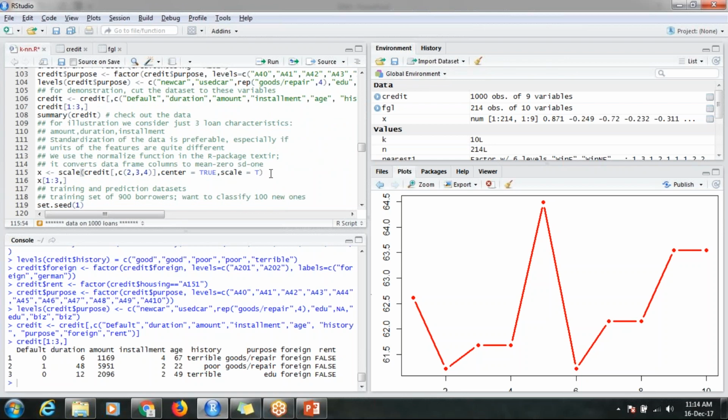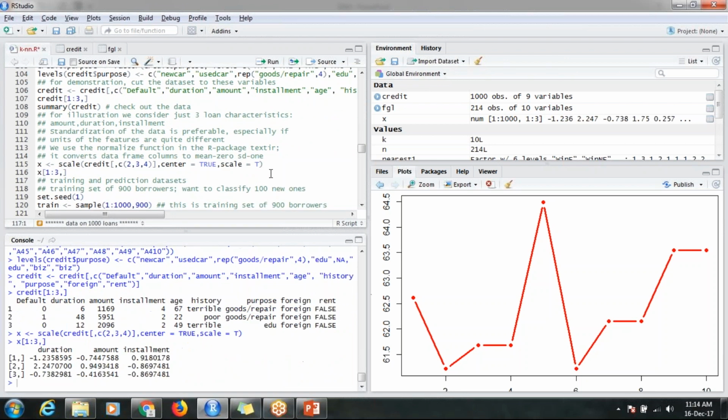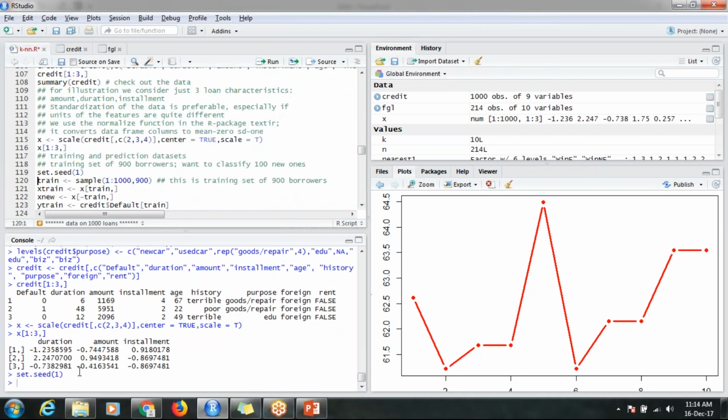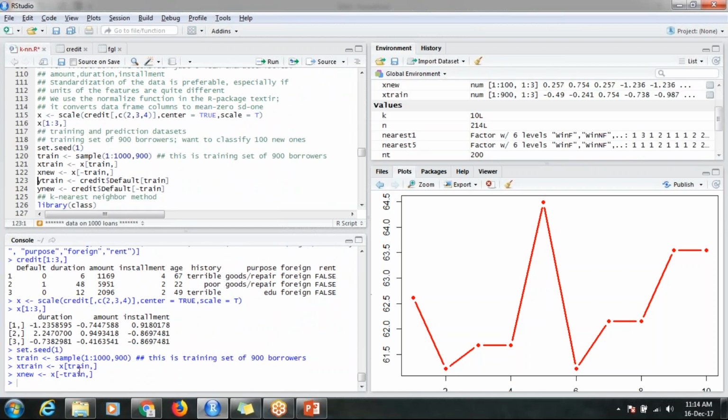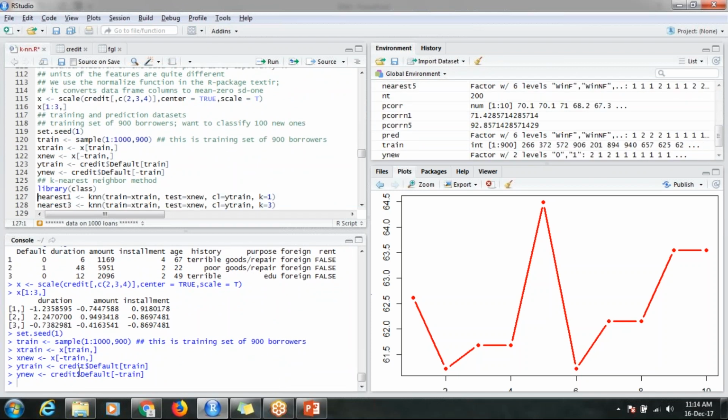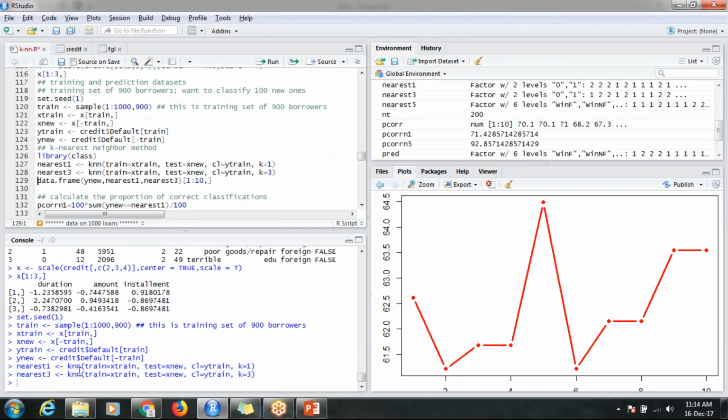So let us work with only a few variables for the time being. Here I am working with only the continuous variables: my duration, the amount, and the installments that I have to pay. And I have scaled them. As I said, for KNN, scaling is quite required. All of them should be on the same scale, so one doesn't dominate the other. So let us make a train data set. For n equal to 1, let us make a classification.